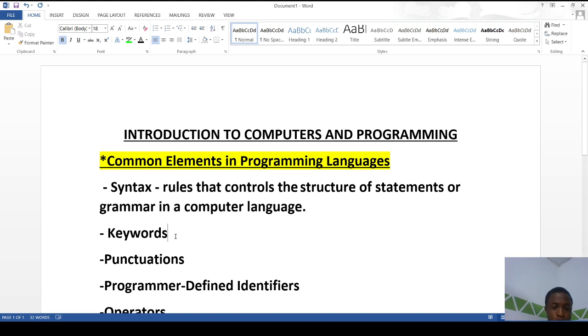Let me move to the second one, which is keywords. When we talk about keywords, what are they? Reserved words. Reserved words are words that you are not supposed to use in any aspect of programming when you are using a particular language.